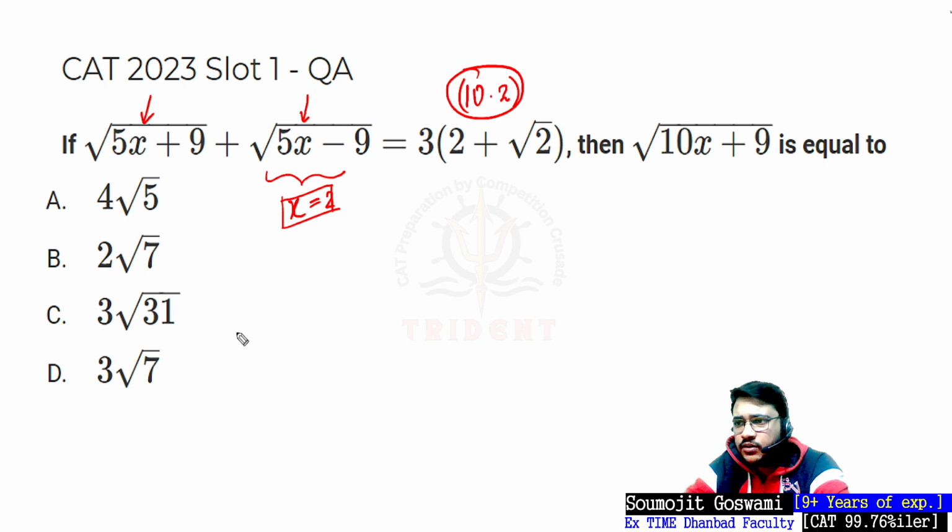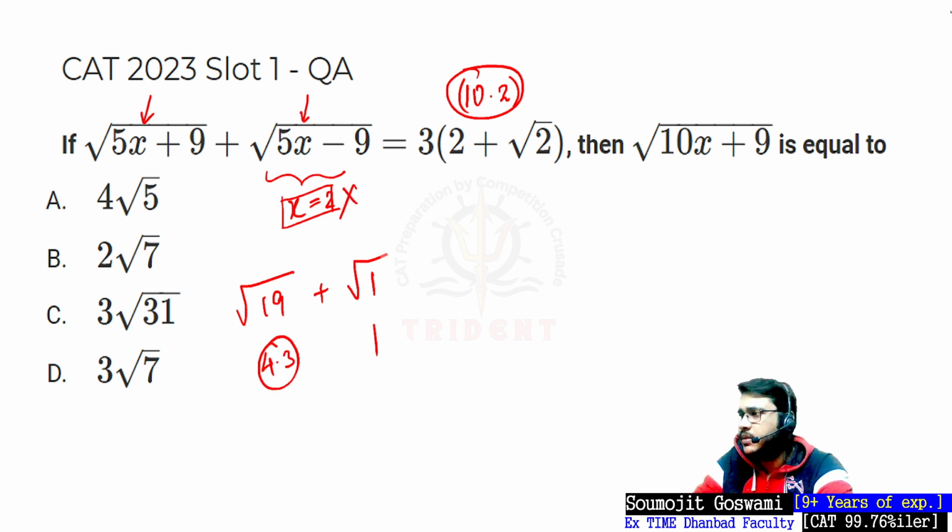So if I substitute, the first thing I get is 10 plus 9, that is 19, plus I get 10 minus 9, that is 1. So you can keep it at 1 only. This 19 for all practical purposes can be looked at. You can take out the calculator and get the value, but I would say 4s are 16 and 5s are 25. So 4.3, 4.4 plus 1 is 5 point something, does not satisfy. So X equals to 2 is not my answer.